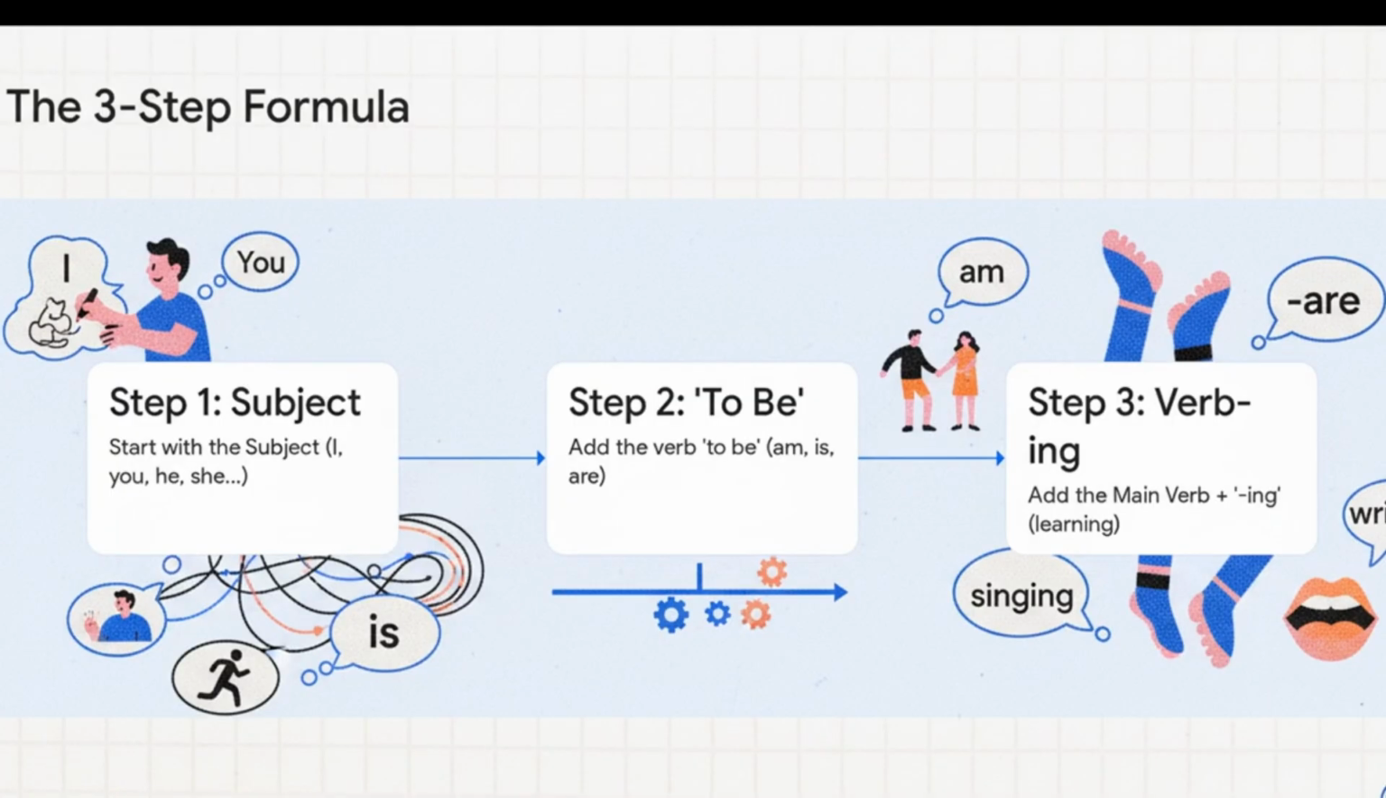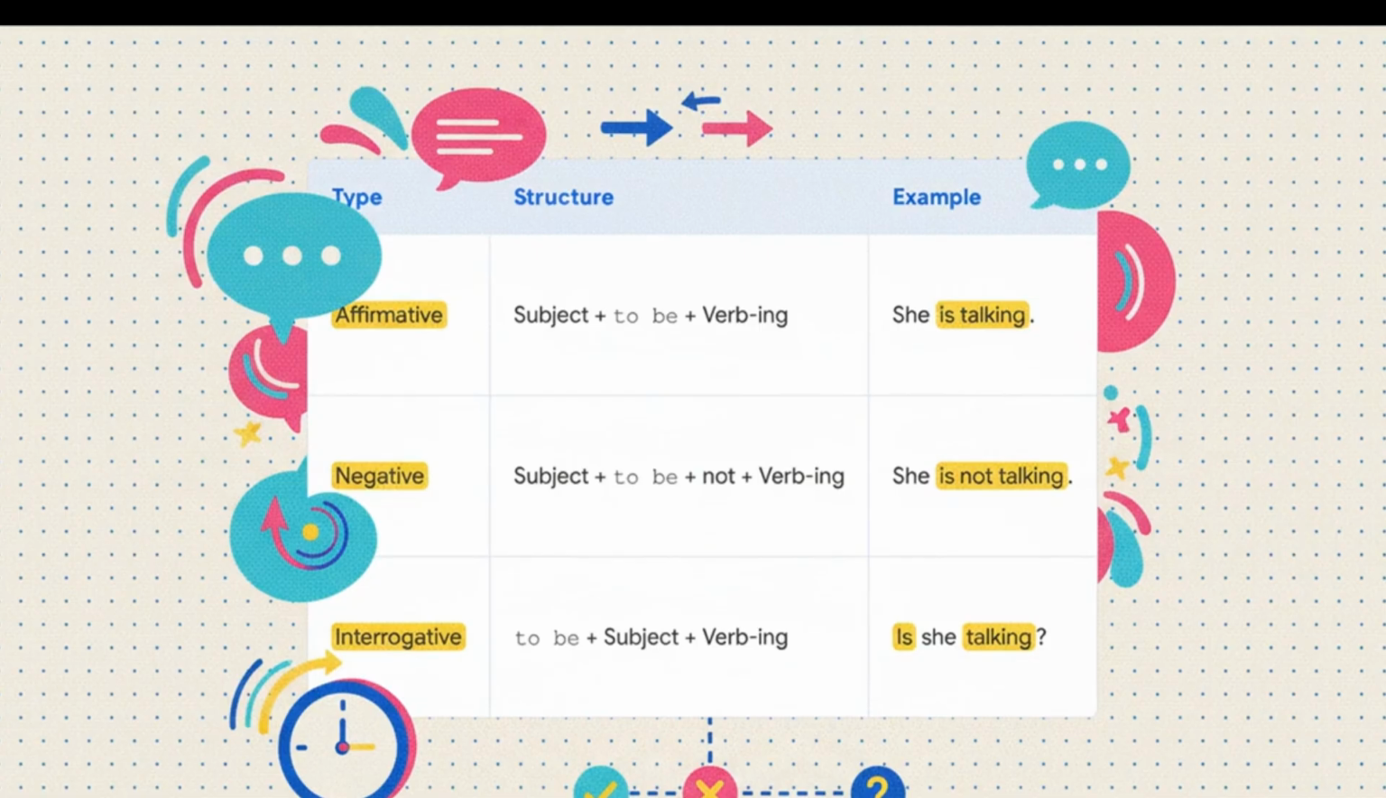And building it is super easy. It's basically a three-step recipe. Step 1, you grab your subject: I, you, she, they. Step 2, add the right to be verb: am, is, or are. And for the final step, you just tack -ing onto your main verb. That's it. Subject, be verb, and verb-ing. Done. And the cool thing is, that simple formula works for everything.